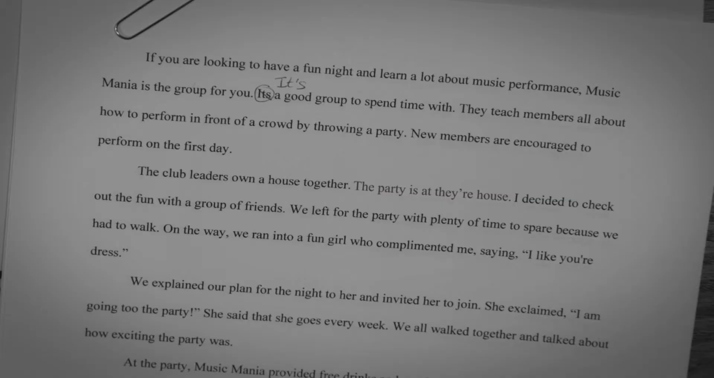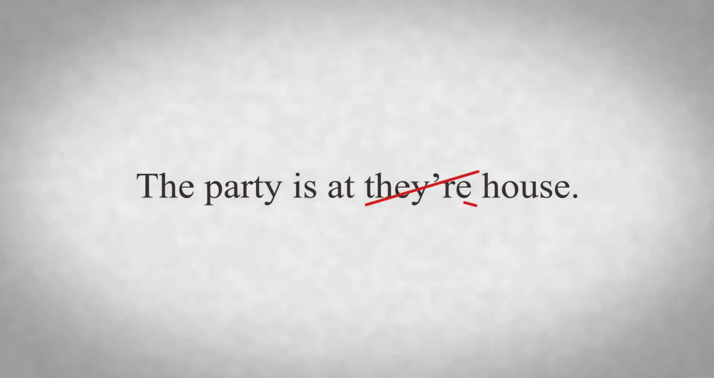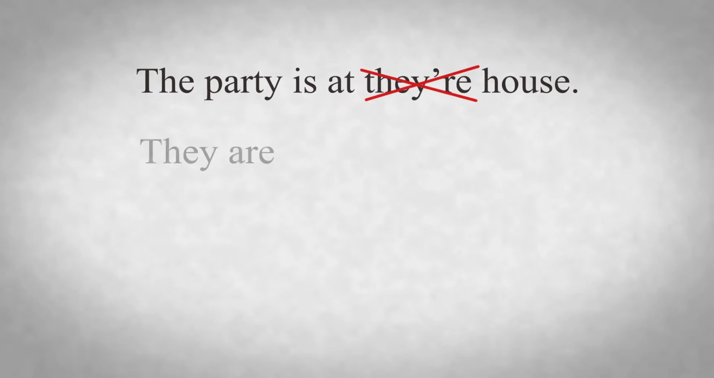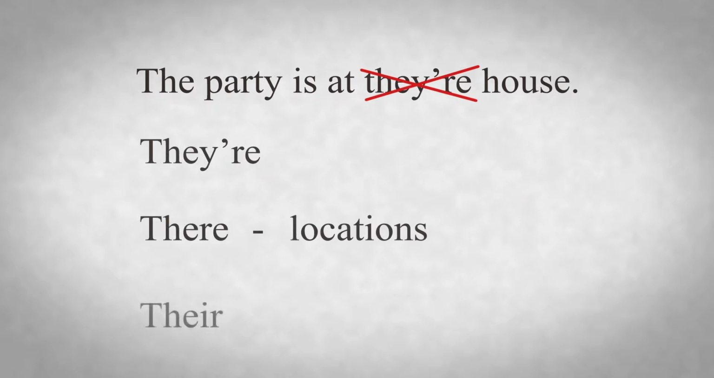The next mistake can be seen here. "The party is at their house." There's is a contraction for they are. Remember the apostrophe rule. There is used for locations, and their is possessive, so the author should have used there.